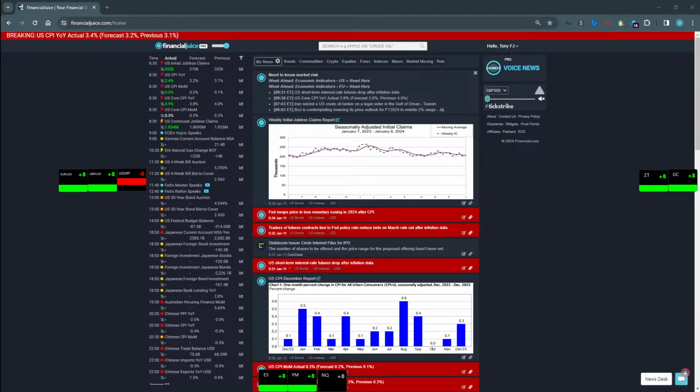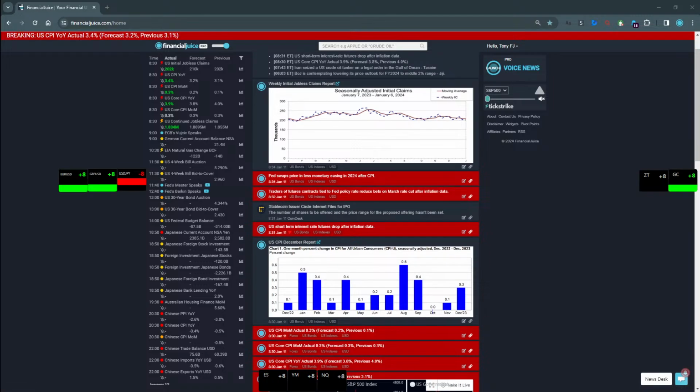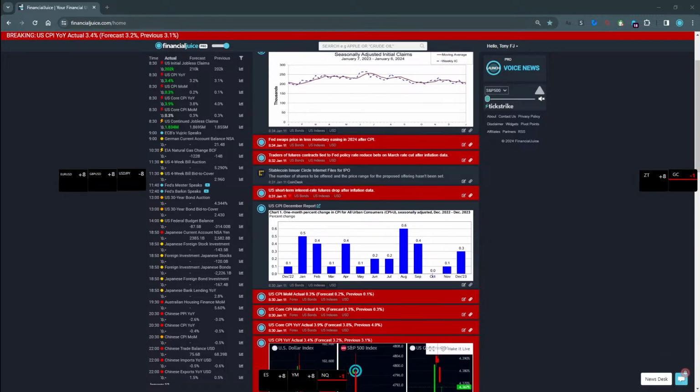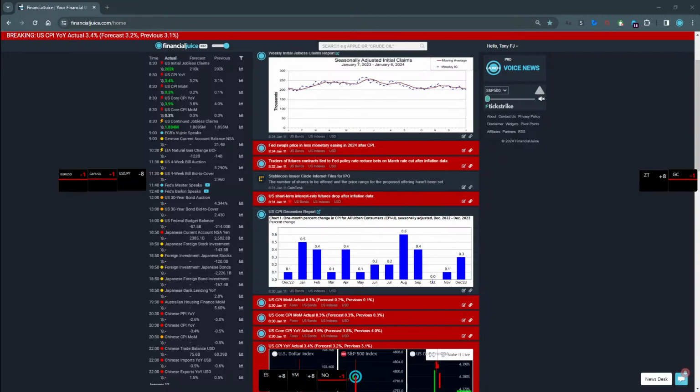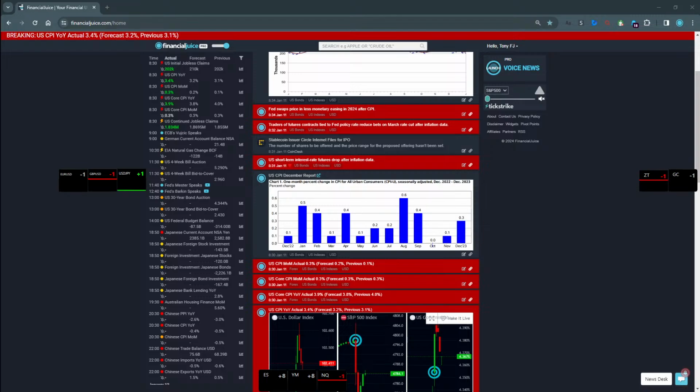Okay, and also, what are markets doing? How are they feeling? As you can see here, Fed swaps are pricing less monetary easing in 2024 after the hotter than expected inflation. Traders of futures contracts tied to the Fed policy rate reduced bets on a March rate cut after the inflation data. Let's bring up the CME. I don't know if the CME FedWatch is going to bring up anything new today, or if it's going to update. Let's go to March.